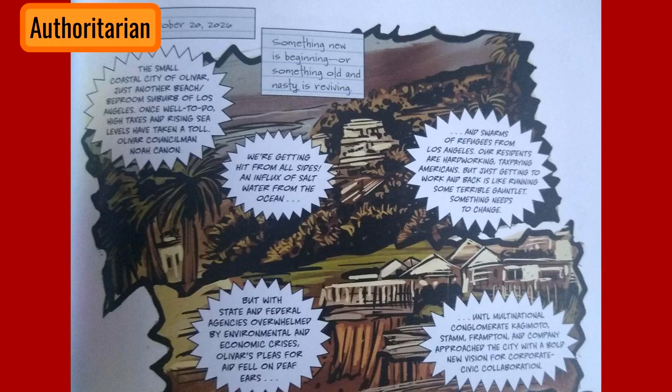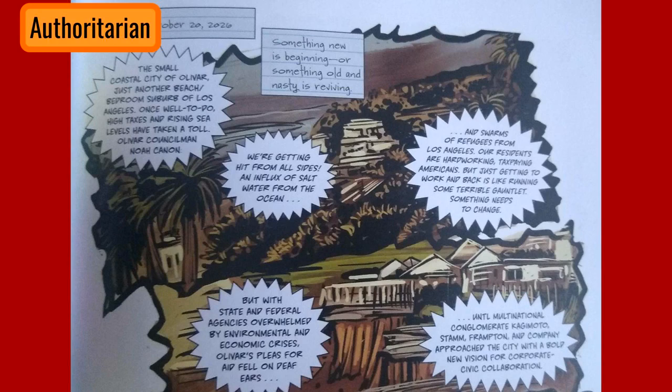See here from Olivar Councilman Noah Cannon, "We're getting hit from all sides, an influx of salt water from the ocean and swarms of refugees from Los Angeles. Our residents are hard-working, tax-paying Americans, but just getting to work and back is like running some terrible gauntlet. Something needs to change." So we see here that clearly this councilman believes himself to be living in a dystopian scenario, and he believes in the need for change, right? We might be a bit skeptical of him. We see this dehumanizing language that he's using towards refugees, distinguishing people who, in fact, in this instance, are also Americans. Not that that should determine their humanity, but from the hard-working, tax-paying American citizens, right, of his town. He doesn't see these refugees as also people with needs, people who live in a world which must change.